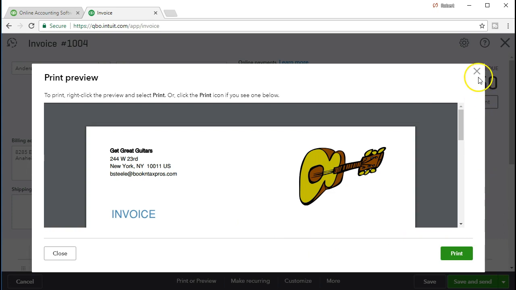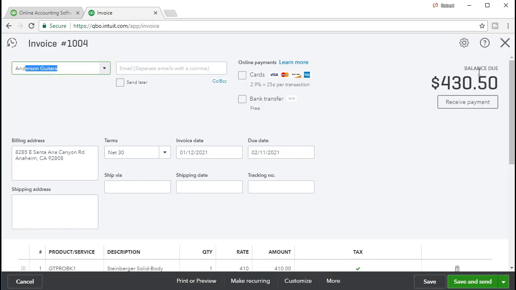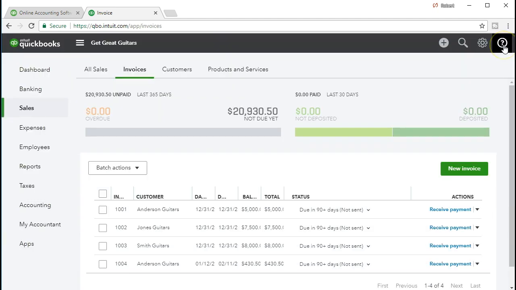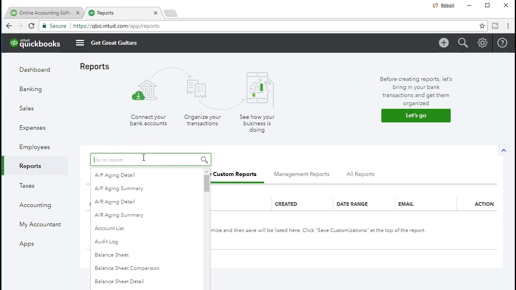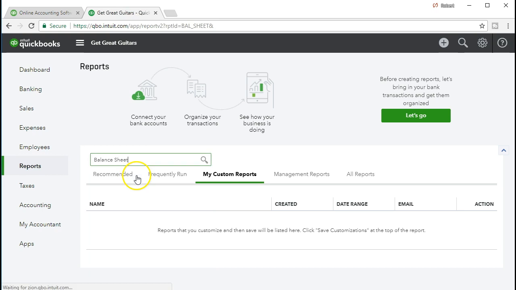Okay, so now I'm going to go back and let's take a look at the financial statements and see what happened there. So this has been saved. We're going to X out of this. And then we'll go to the reports and see what this has done. So we'll go to the reports. And I want to take a look at all the reports. So let's take a look at the balance sheet, the main reports, the financial statements. We'll first take a look at that balance sheet.